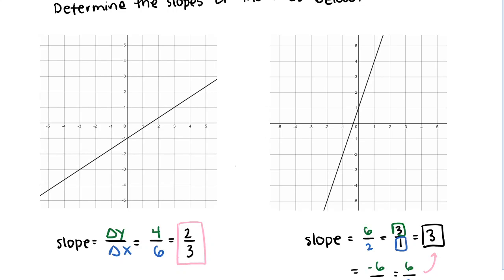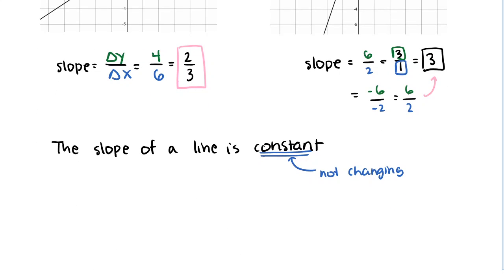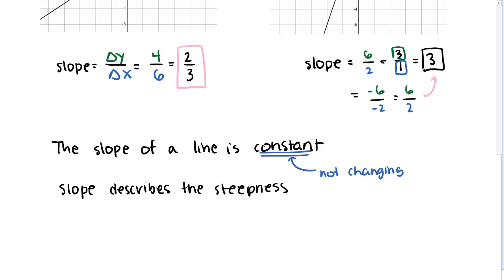And so here, this line with a slope of 2/3 on the left, because 2/3 is smaller than 3, it's telling us that this line on the left is less steep, or a little bit flatter, than the line on the right with a larger slope of positive 3. So slope tells us the steepness of a line. So slope, it is rate of change, but it also describes the steepness of a line. Right? It measures the change in y divided by the change in x.